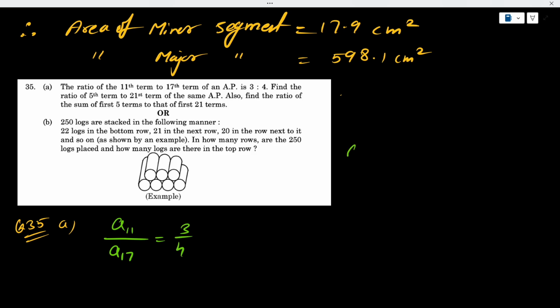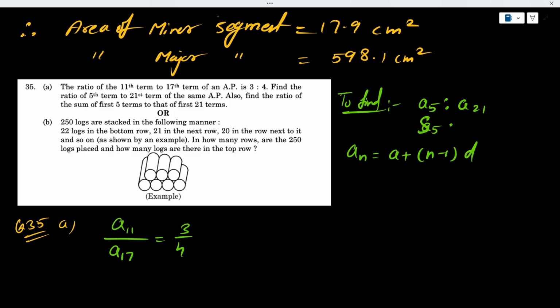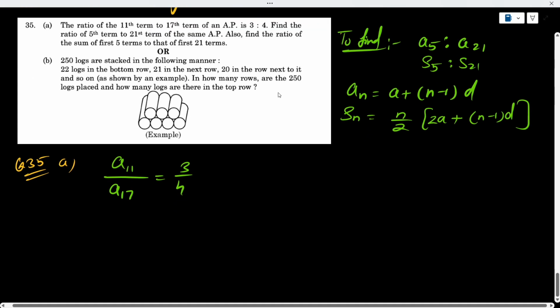From here you know that what is the formula of An? A plus n minus 1 d. Then you need to find out the ratio of what to find here. To find is the ratio of A5 to A21, then the ratio of the sum of the first 5 terms and the first 21 terms, S5 is to S21, right? So these two things you need to find out here using the given information. Now the Sn formula also you'll use somewhere, so remember both the formulas, n by 2 times 2a plus n minus 1 d, right? Now let us start with this because this is the only given part.